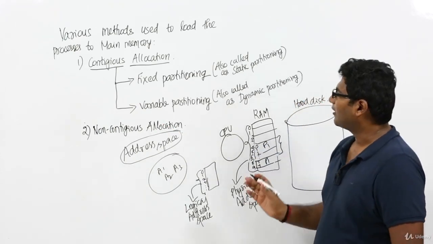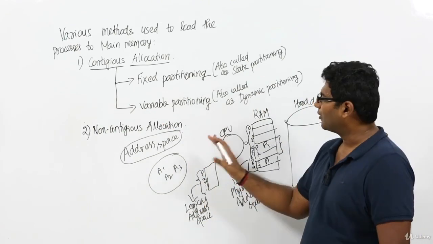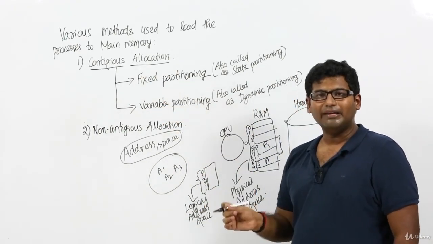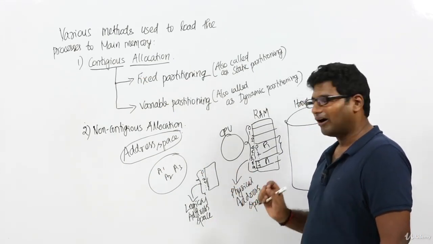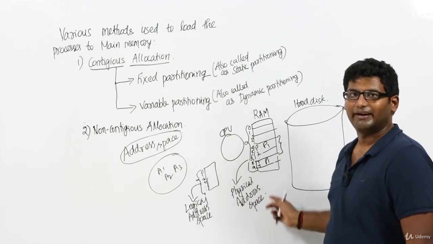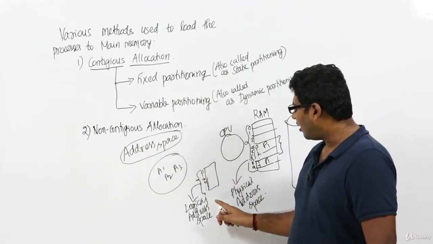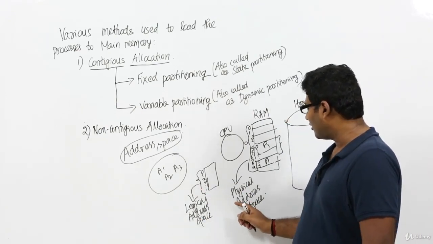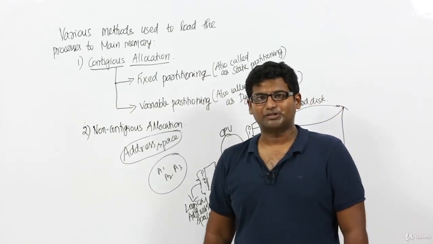Okay, so let's see the classification of contiguous allocation and non-contiguous allocation in a bit more detail. See, it is just a rough idea. What is meant by contiguous allocation? All the addresses of our logical address space are placed in contiguous addresses of our physical address space. That is what we mean by contiguous allocation. Whereas in case the addresses of a logical address space are not in contiguous addresses of the physical address space, we say that is non-contiguous allocation.